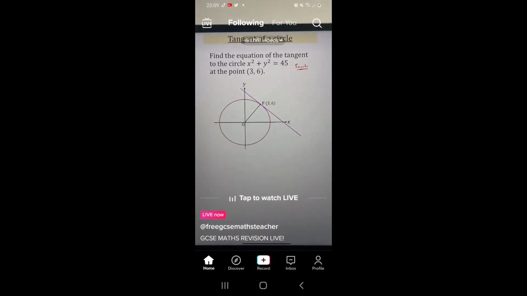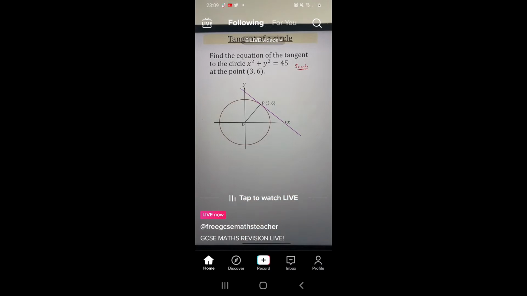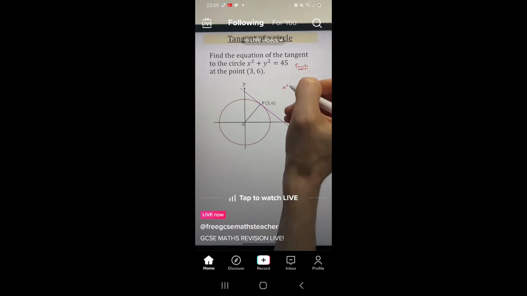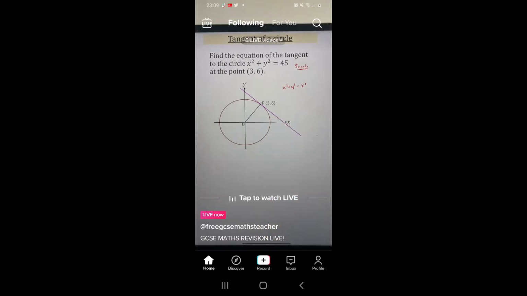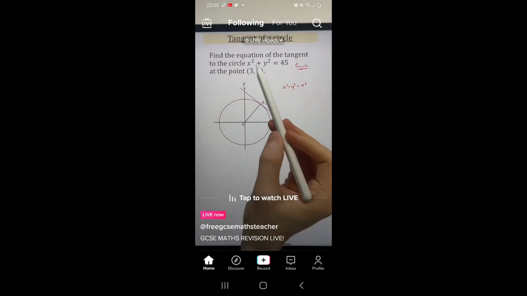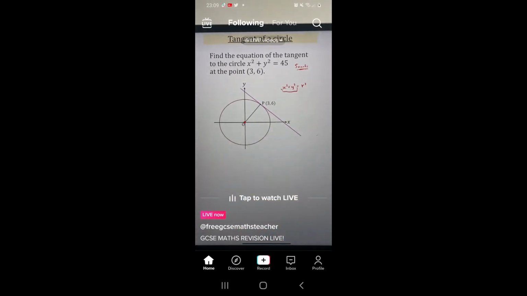It asks you to find the equation of the tangent to the circle x squared plus y squared equals 45 at the point 3, 6. So first of all, what we should know is an equation of a circle is always the form x squared plus y squared equals r squared. Here we've got x squared plus y squared equals 45. So we've got a circle. If it says x squared and y squared, the center is always 0, 0.